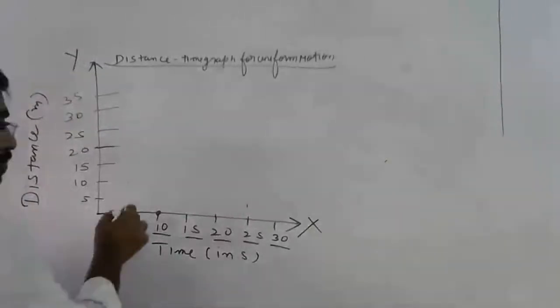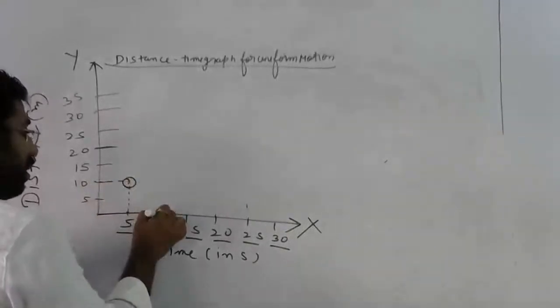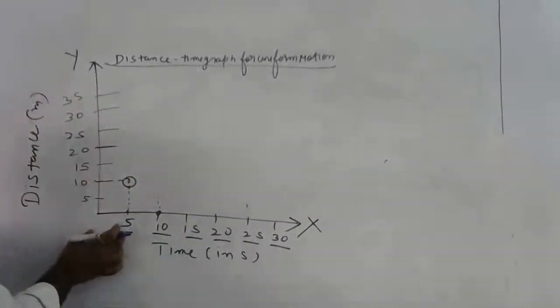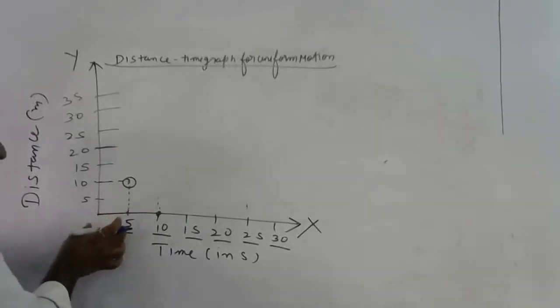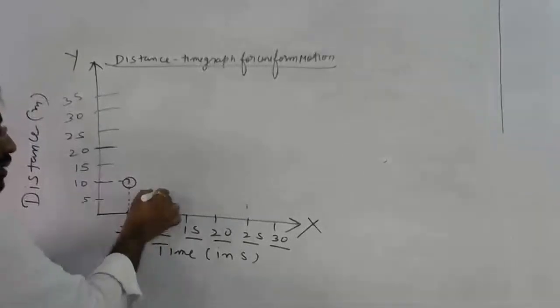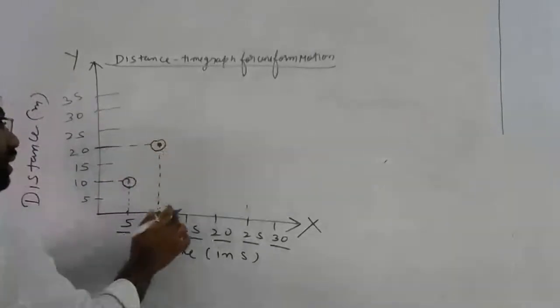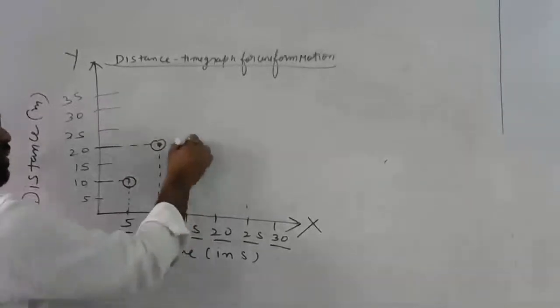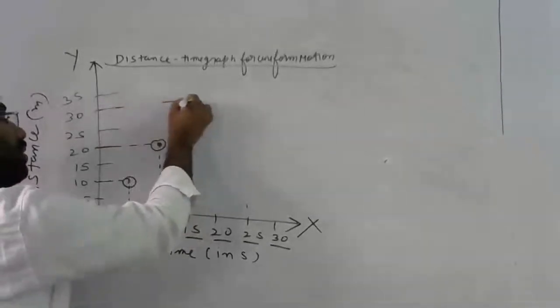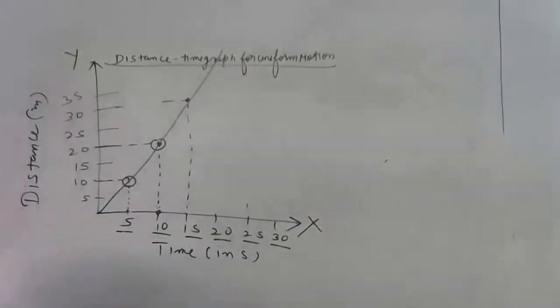Say, if time is 5 seconds, the object has covered 10 meters. Again, in the next 5 seconds, the object will cover how many meters? 20. Again, in the next 5 seconds, how many meters? 30 meters. So this is the graph of uniform motion.